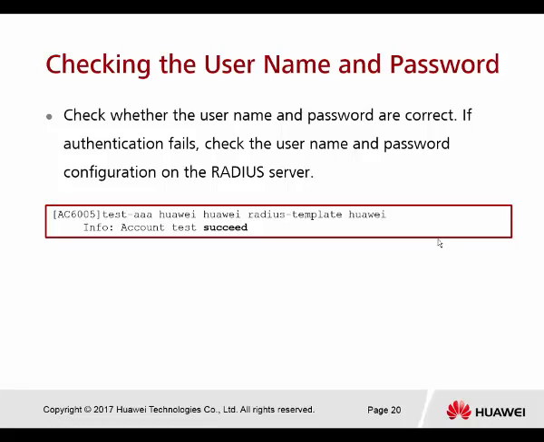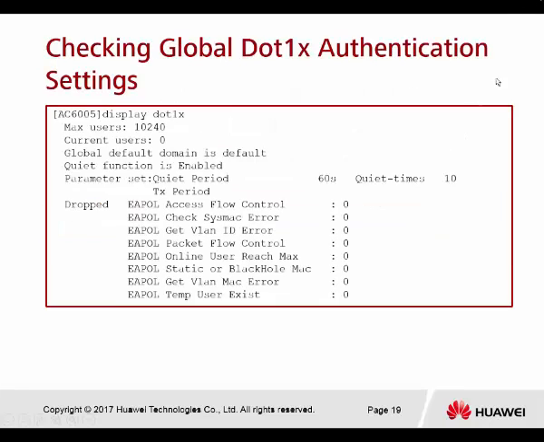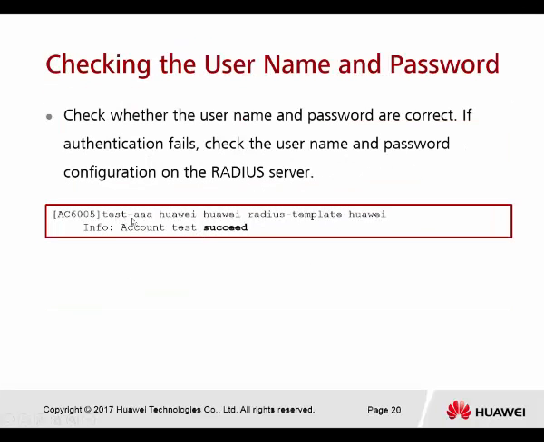Then follow-up, you have to test your AAA, because right now the authentication server is not the controller. It's the RADIUS server, and this RADIUS server is located somewhere else. So make sure the controller can connect to the RADIUS server. In the Huawei AC, you can use the command test-aaa. You need to know the user account name, and the template. Then it shows the information, whether it succeeds or fails.